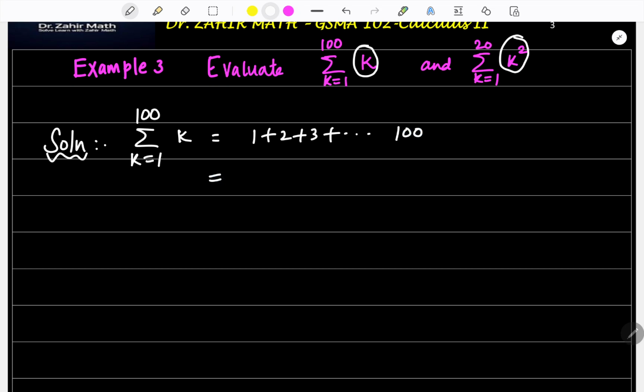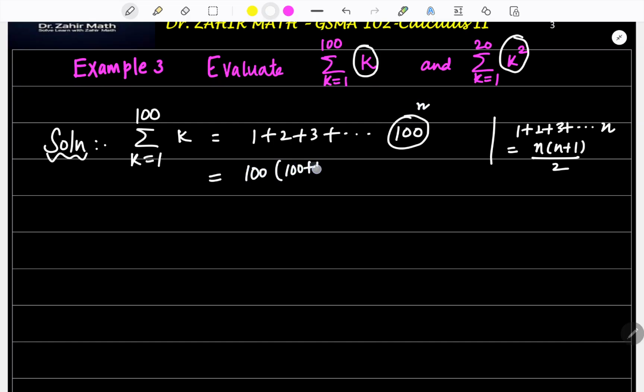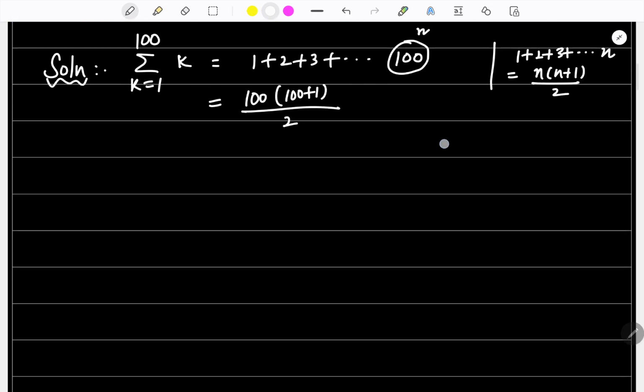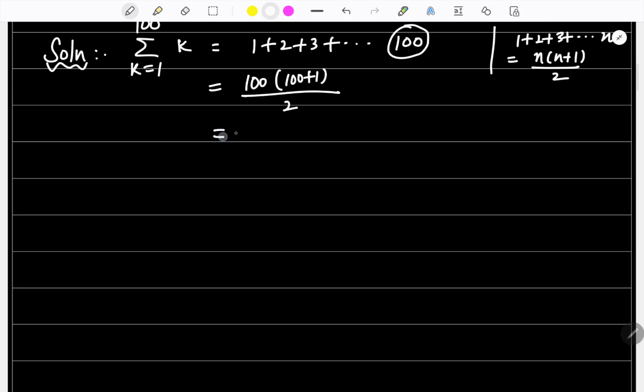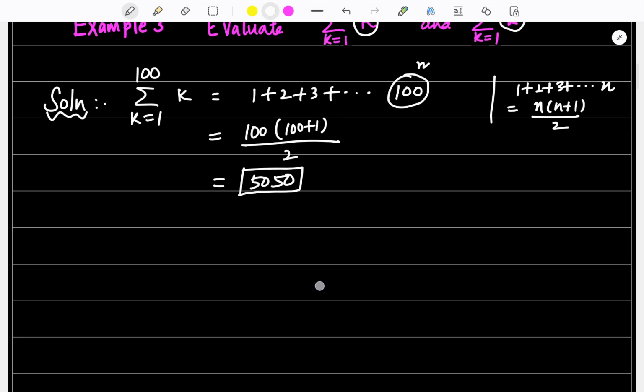So this goes with the first rule. What is the first rule? 1 plus 2 plus 3 plus up to n. The rule is n times n plus 1 divided by 2. What is your n? N is equal to 100. So 100 bracket open, 100 plus 1 divided by 2. Just put in the calculator. You are going to get the answer 5050. Let me check. So it is fraction mode, 100 multiplied by 101 divided by 2. Yes, which is 5050.